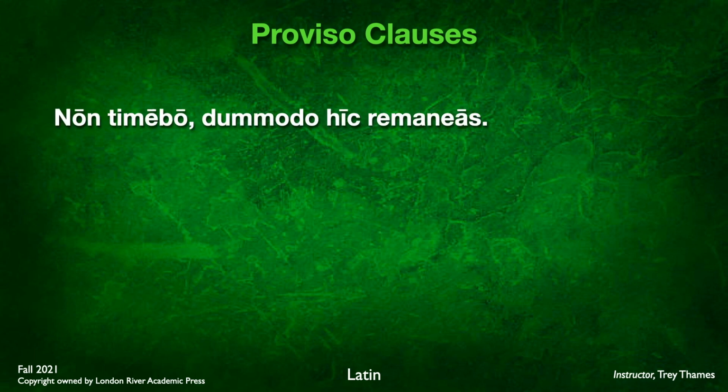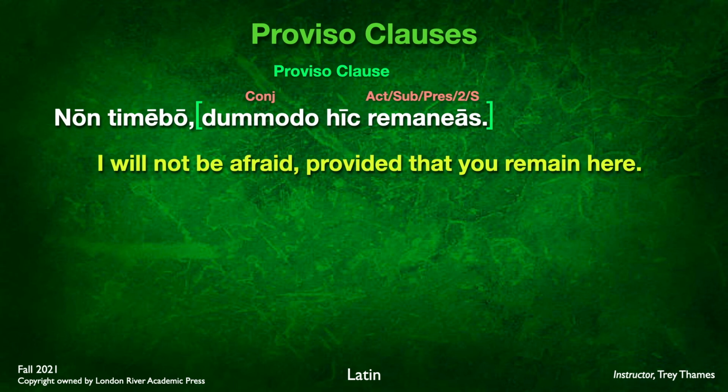Here we have non timebo dum modo hic remaneas. Non timebo, I will not be afraid. Dum modo, notice dum modo is introducing a secondary clause, and you look at remaneas, that is a subjunctive verb, active present tense, second person singular. I will not be afraid, provided that you remain here. Remaneas is you remain, hic is here, and dum modo is provided that. So I will not be afraid, provided that you remain here. So it's a proviso clause. You have a secondary clause with a subjunctive verb introduced by dum modo. It's pretty simple. How about a negative proviso clause?